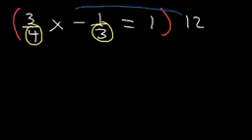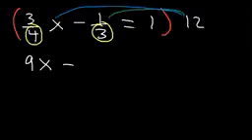So what's 3/4 x times 12? You can do 3 times 12 divided by 4, or you can do 12 divided by 4 times 3. 3 times 12 is 36. 36 over 4 is 9. But if you do 12 divided by 4, that's 3, times the 3 on top, you still get 9. Either way, it's going to be 9x. Now what's 12 times 1/3? 12 times a third is the same as 12 divided by 3, which is 4. And then 12 times 1 is 12.